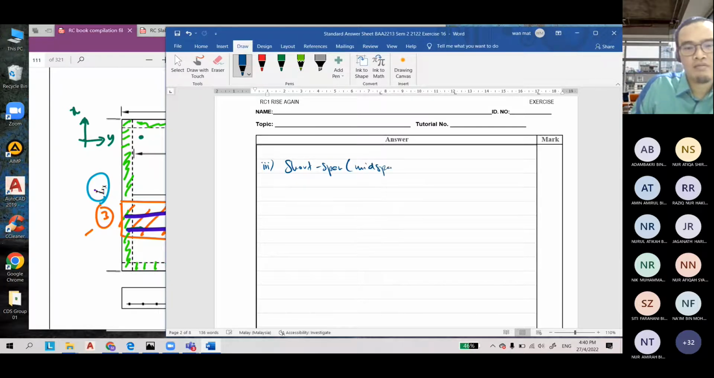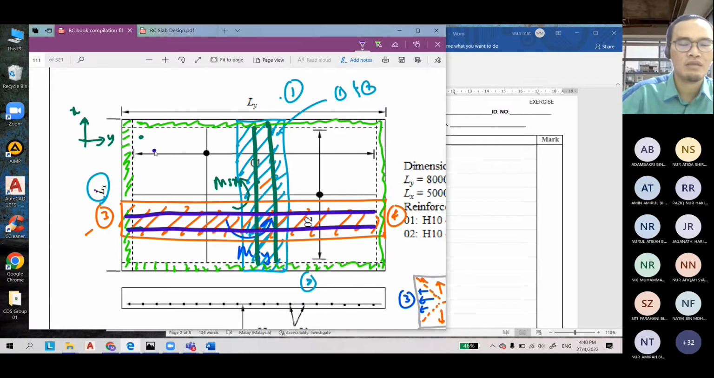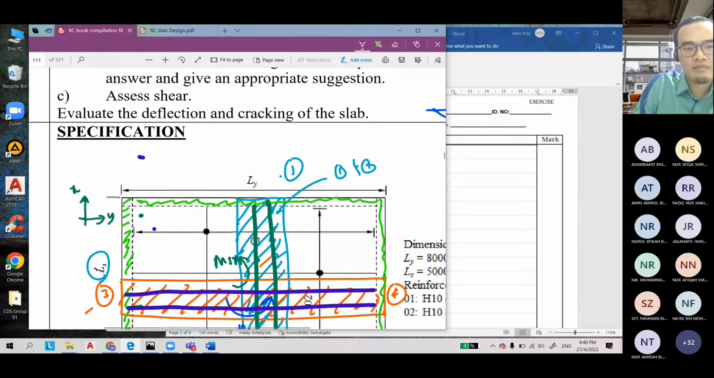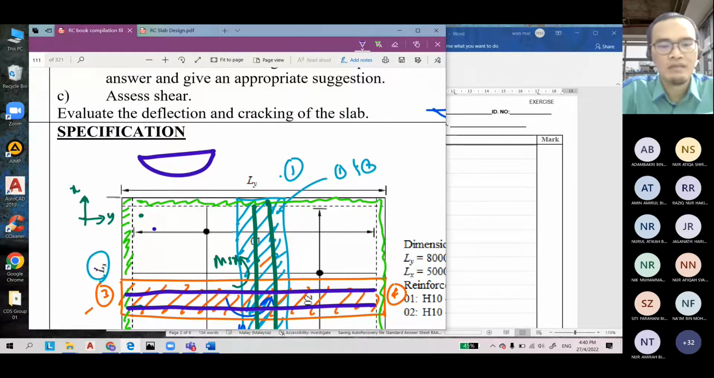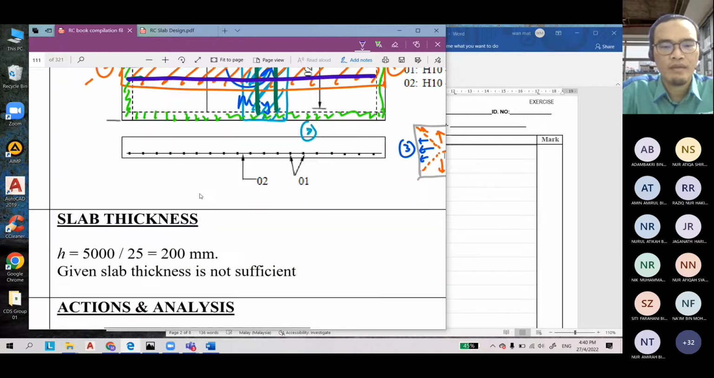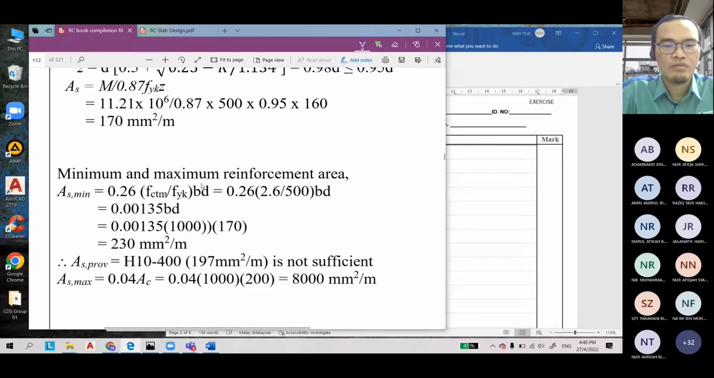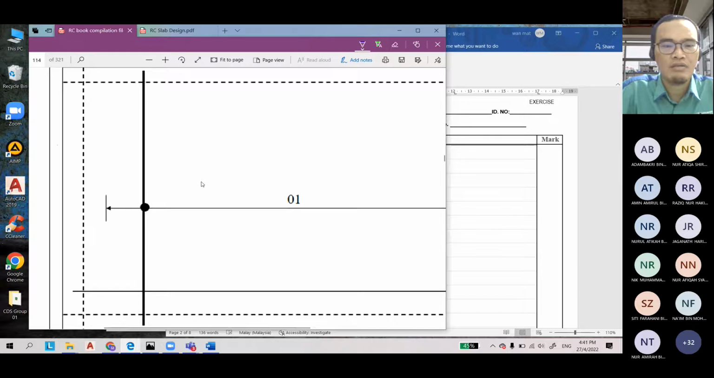We never design at the support because the shape of the bending moment is like this one. So the tension is at the bottom. So we only design for the reinforcement at the bottom. So this is the detailing. We just use this one.